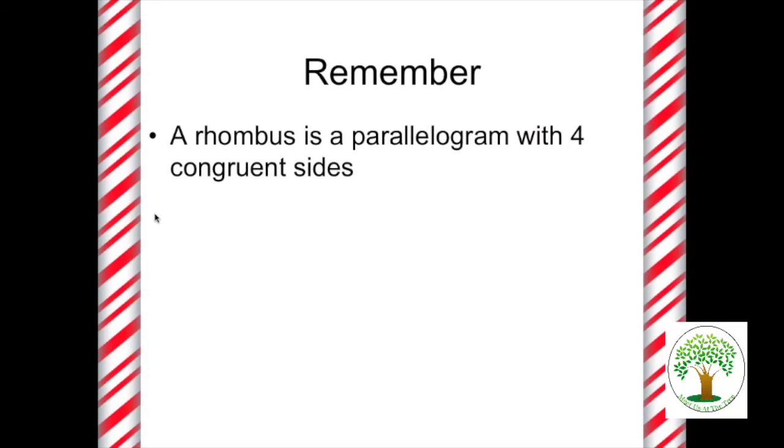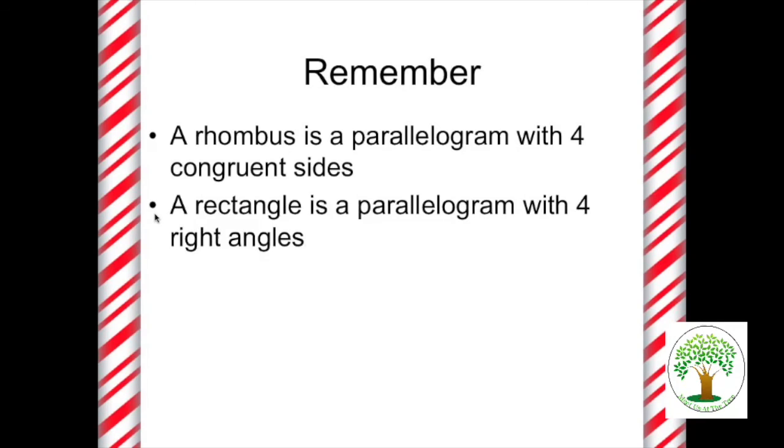All right, so I want you to remember that a rhombus is a parallelogram with 4 congruent sides. And since it says the word parallelogram in there, parallelogram properties apply to rhombuses. Is that rhombi? I have no idea, I'm teasing. A rectangle is a parallelogram with 4 right angles, or 4 congruent angles. Since it's a parallelogram, all the properties of parallelograms flow down to the rectangles.